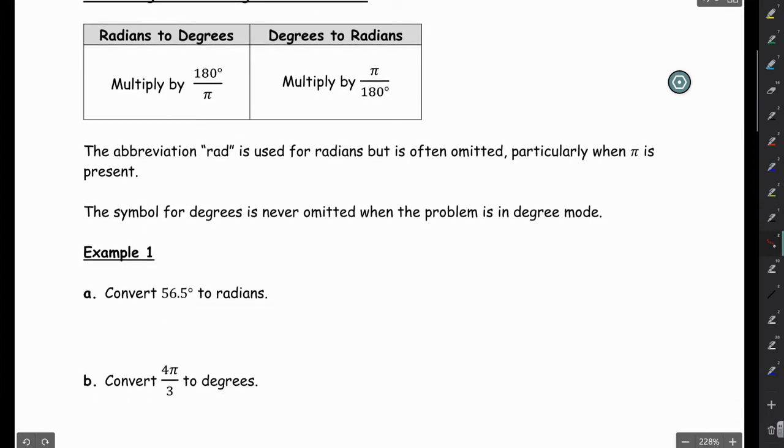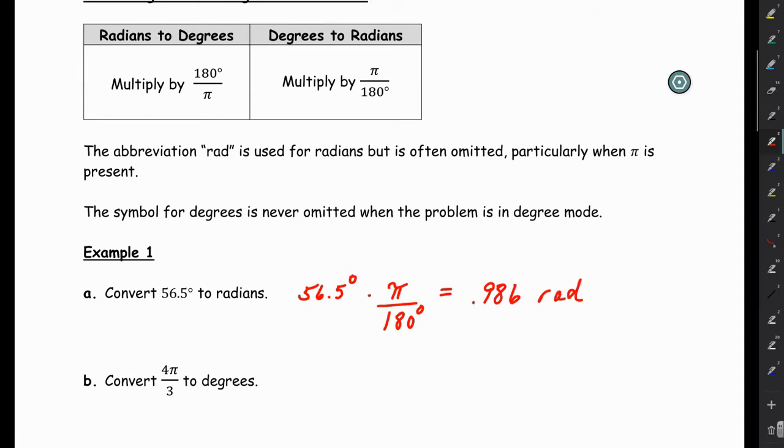So it says convert 56.5 degrees to radians. Since we're converting to radians, we're going to multiply by pi over 180. When we do that, we're going to get 0.986 radians. So if I don't write anything, we assume radians. You could write just RAD, you could leave it blank, or you could actually write out the word radians. Typically though, like I said, we just don't put anything there.